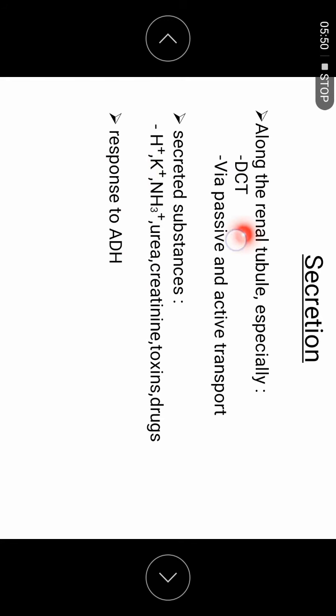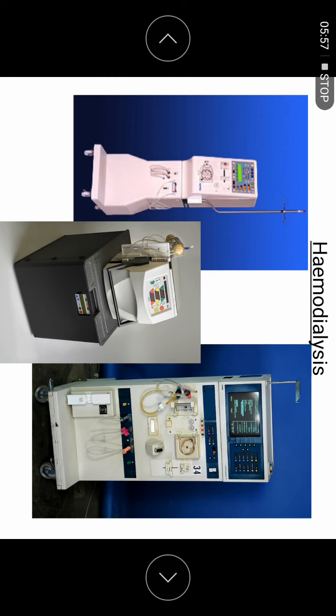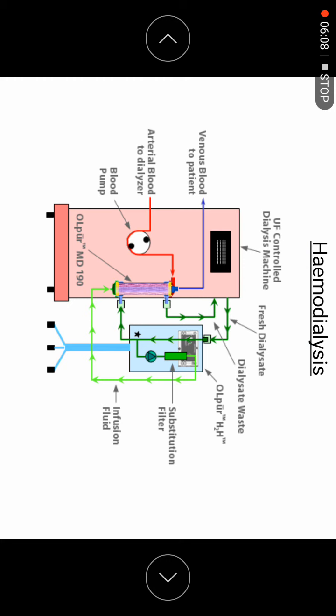The membrane becomes more permeable to all this, so that it can be removed. Next we will see what happens when the kidney is not functioning. Then we will have to help. These are the machines, the hemodialysis machine, to help filter the blood if the kidneys are not functioning.